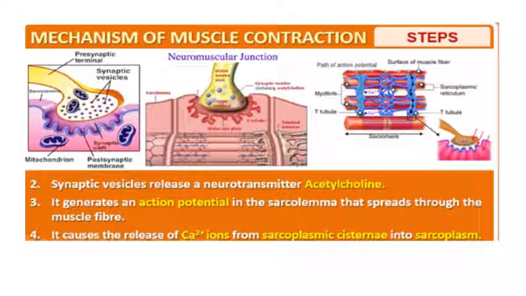Now, after this, the synaptic vesicles release a neurotransmitter called acetylcholine. There is a gap here, so the movement has to occur with the help of a neurotransmitter. This generates an action potential in the sarcolemma which spreads throughout the muscle fiber. This was one of the qualities of muscle, excitability, which I told you earlier.